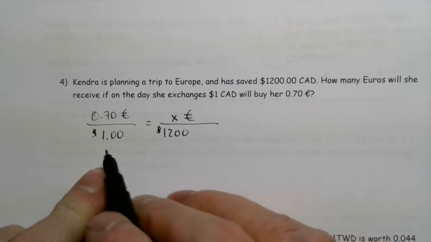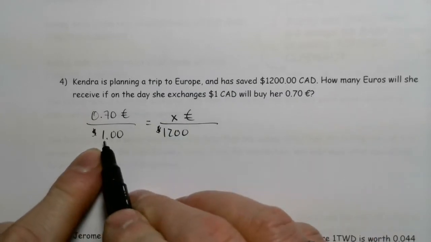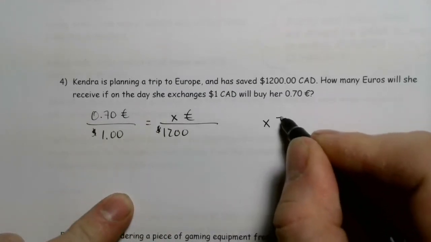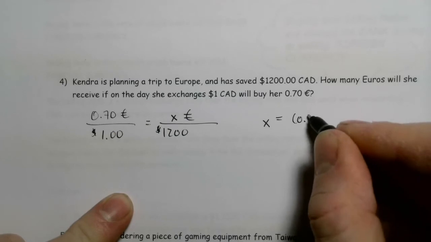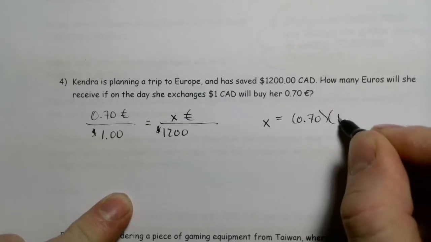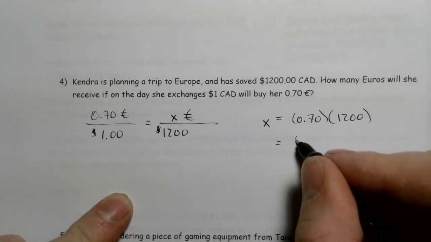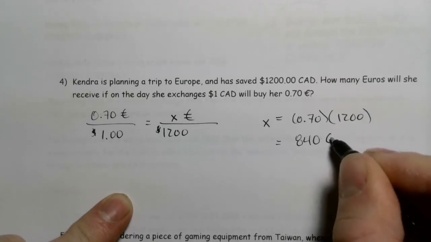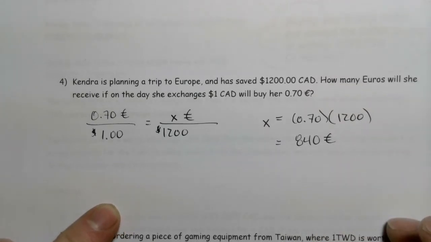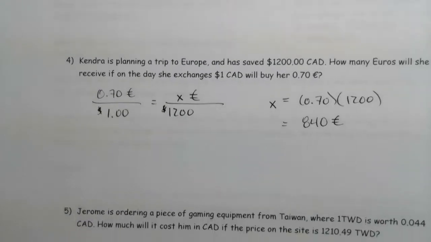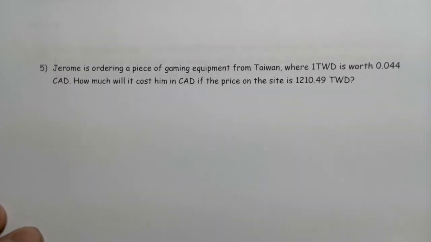So we're going to do the cross multiply, and again, I love the fact that it's 1 times x, so it's just going to be x here, will equal 0.70 multiplied by 1,200. And then I just go to my calculator, 0.7 times 1,200. And we get 840 euros. And then one more question here.